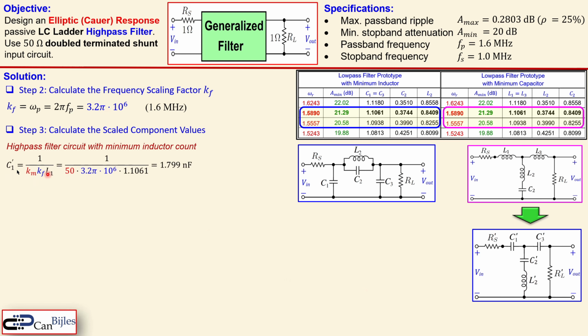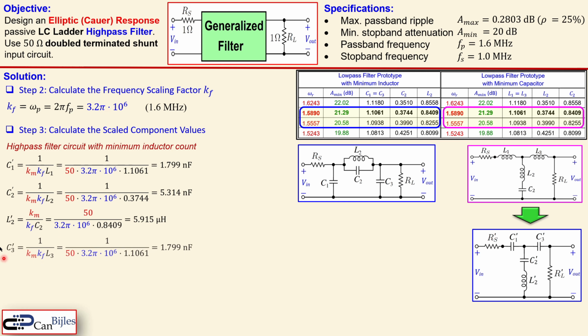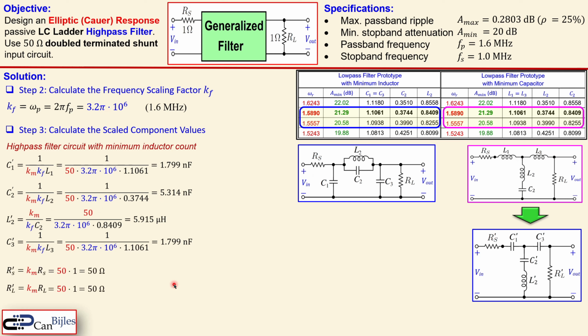Now the formulas are shown here. This is C1 prime. You see here again the Km and the Kf, the same values. And now we have again this coefficient, which is exactly the same here, where now it is for L1 and L3 as the normalized values. This is now what you get, almost 1.8 nanofarads. C2 prime in a similar form. Now you get this coefficient as L2 prime from here. And C3 prime is in this case exactly the same as C1 prime, and then again the RS prime and RL prime, they are again 50 ohm each because the Km is 50.